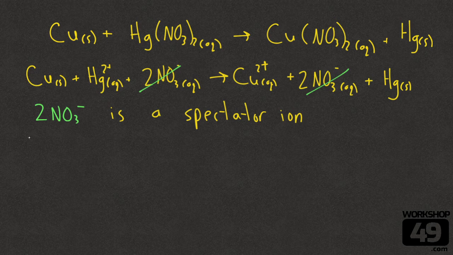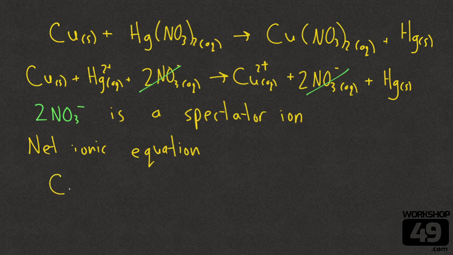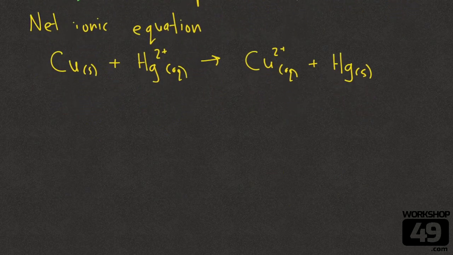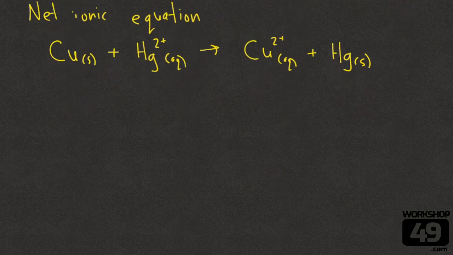This leaves us with our net ionic equation of copper solid plus our mercury cation that's dissolved in water. And this is going to produce our copper 2 plus aqueous and our mercury metal. Great! We have a net ionic equation. Now let's figure out who's gaining electrons and who's losing electrons.